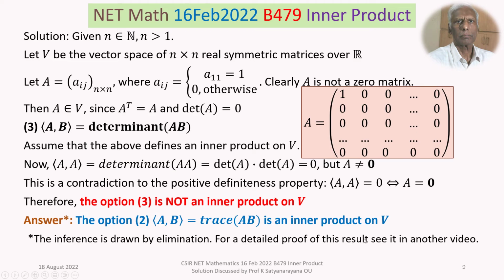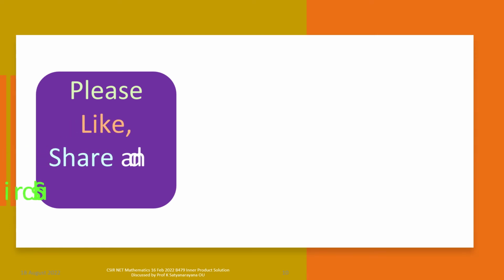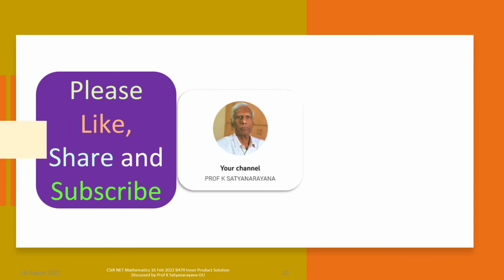For a detailed proof of this result, please see the next video. In that, I have shown that the bracket of A comma B equal to trace of AB defines an inner product on the vector space of all n by n real symmetric matrices over the real field F. So that is the discussion of the solution of the problem from the section Linear Algebra, and it is a problem on inner product.